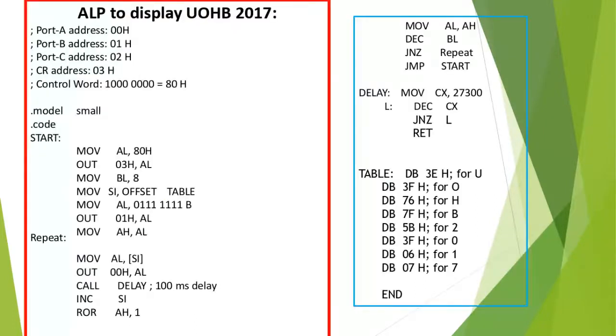So this is the data. We put it in the table for UOHB2017. All right, and then move SI comma offset table. That means the first address of the data is now in SI, and move AL comma 01111111. All the bits are 1, just only bit 7 is 0. Then we send it to port B, because port B address is 01.